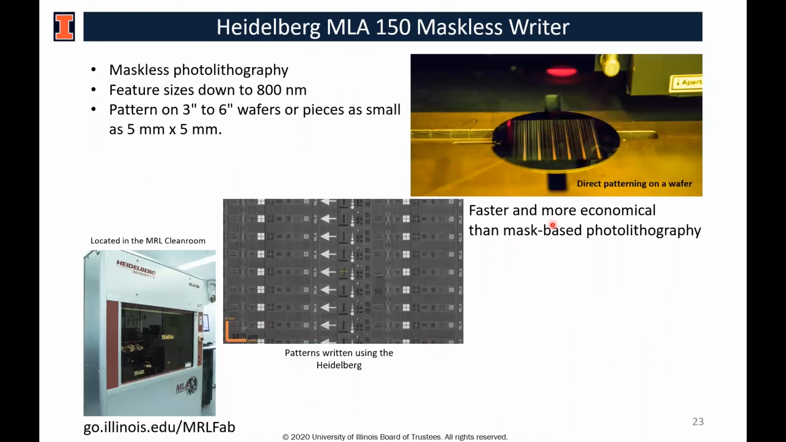Right here we have an example of some images that were actually written on the Heidelberg, the maskless photolithography. Again, we have features as small as 800 nanometers. We can pattern it on a 3-inch wafer all the way up to a 6-inch wafer, or we can pattern it on pieces of wafer as small as 5 millimeters by 5 millimeters.